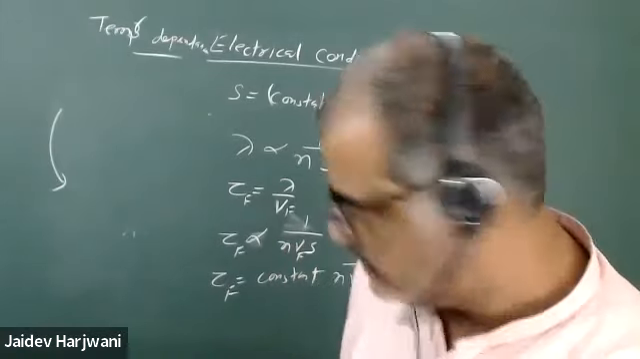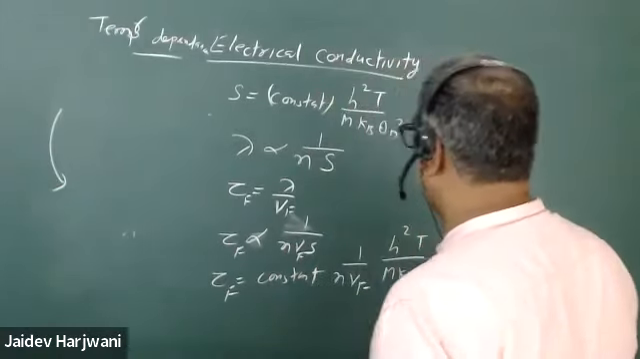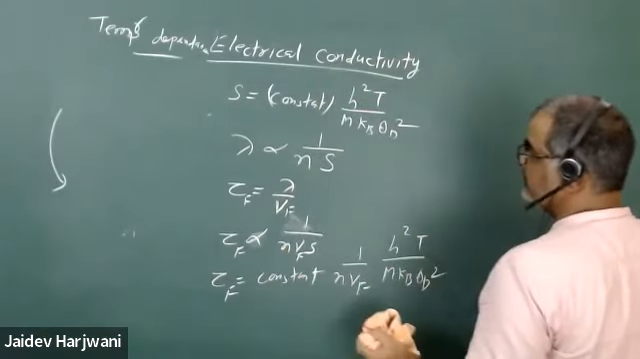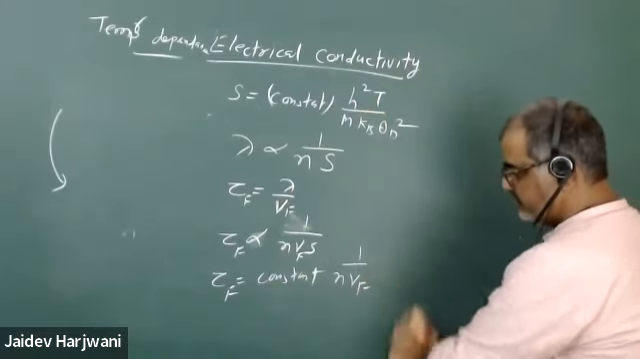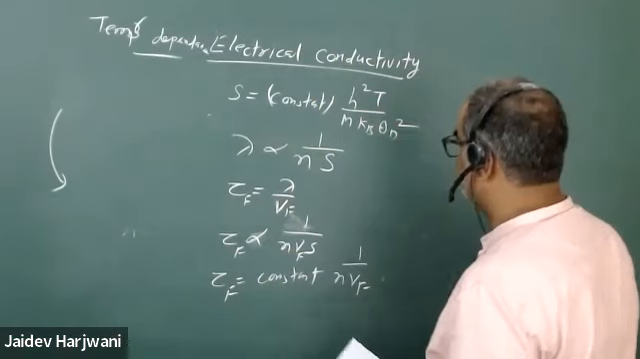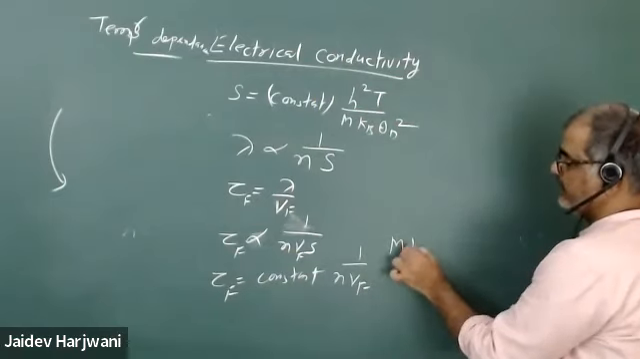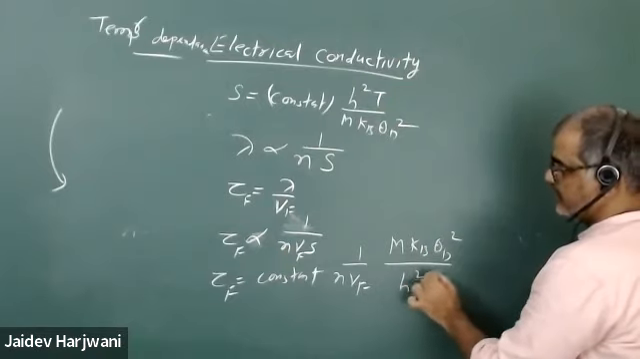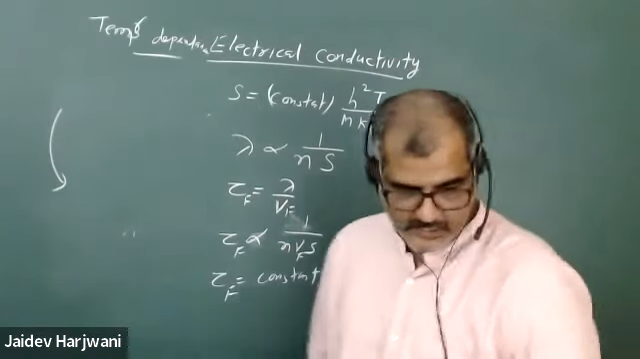Sir, s comes in the denominator. This is s, na. So I have to do the opposite, I have to reverse this one. So this will come as m k_B theta d square upon h square T.